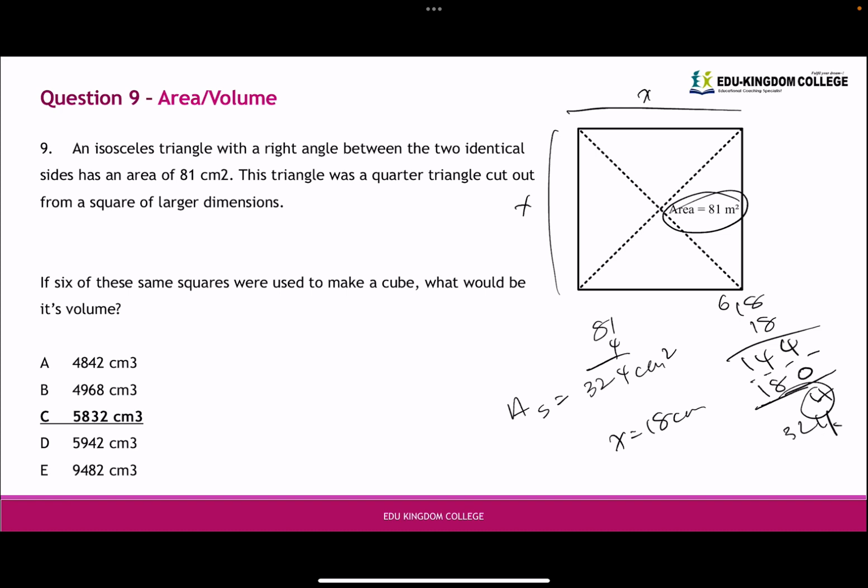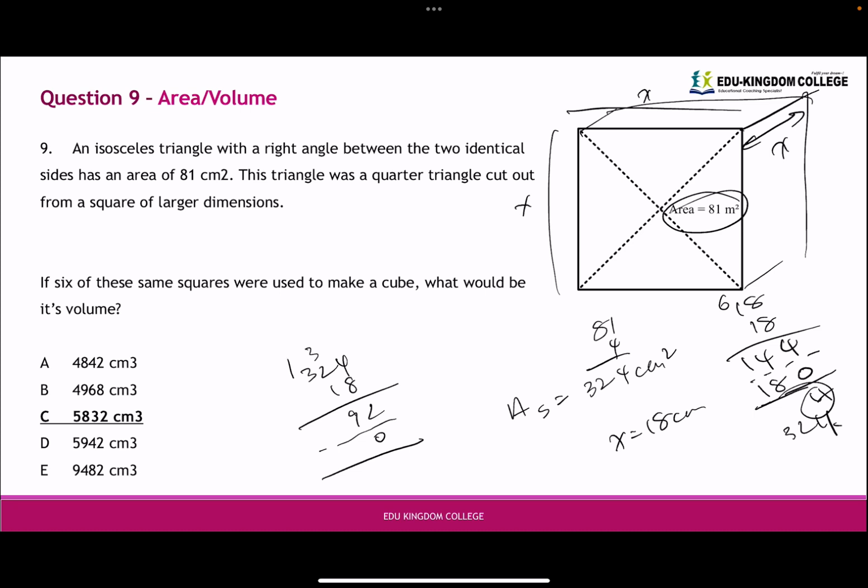So, if 6 of these same squares were used to make a cube, what would be its volume? So, we need to now multiply surface area and times by length. So, that's another x. So, 324 times 18. So, that's going to be 8 times 4 is 32. Carry the 3 over. 8 times 2 is 16. Carry the 1 over. 8 times 3 is 24. So, add the 1 is 25. So, 4, 2, 3, 2, 3, 1, so that's 8, and then 5. So that should give you your volume there.